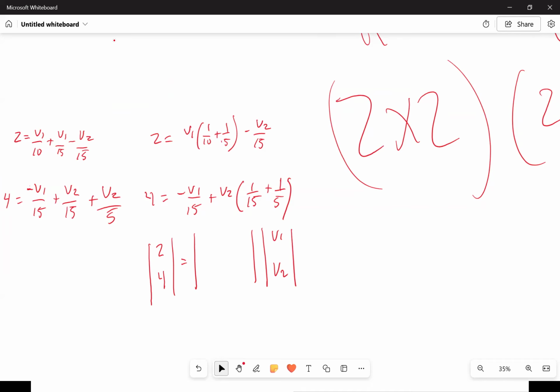Now, as Robert asked, let's see if MATLAB is smart enough to do the calculations for us. So 1 over 10 plus 1 over 5 minus 1 over 15 is my first row. This is my first equation. Then I move to my second equation, minus 1 over 15, and then I have 1 over 15 plus 1 over 5. And that's my second row and my second equation.